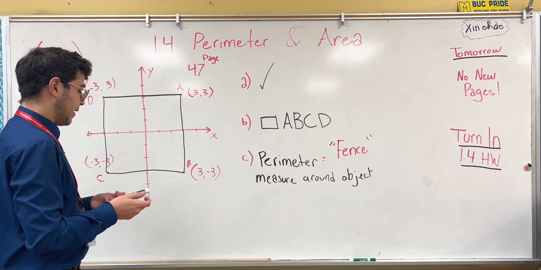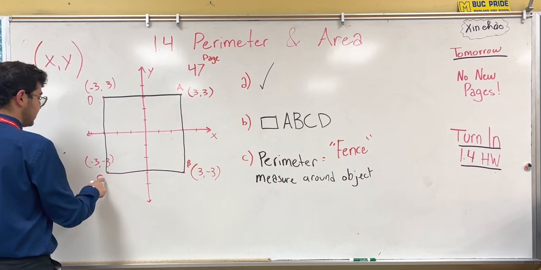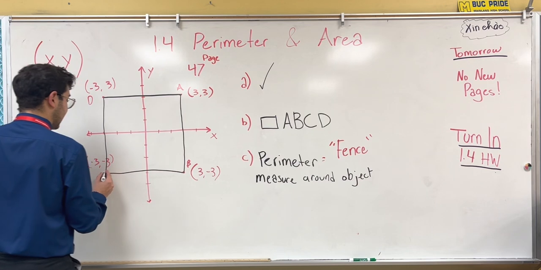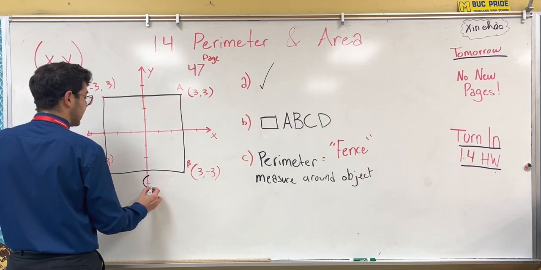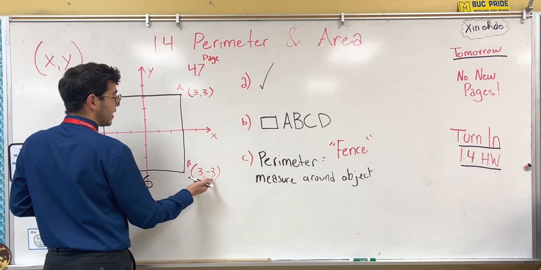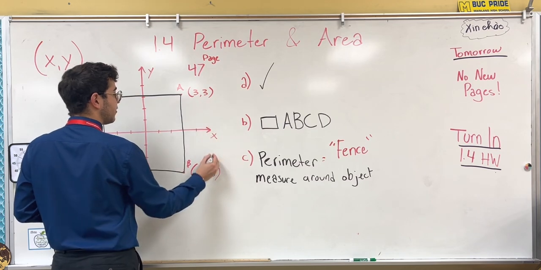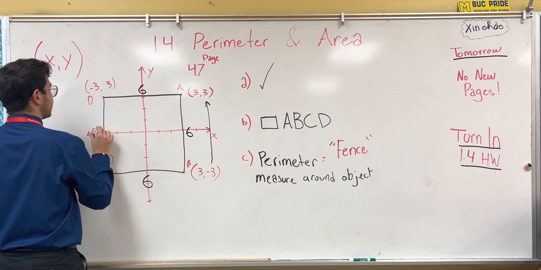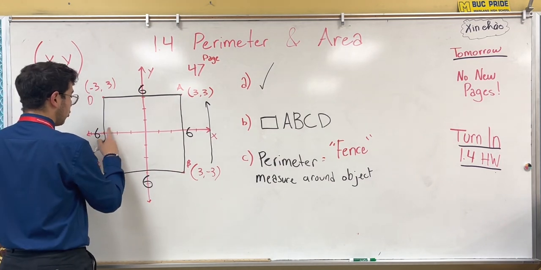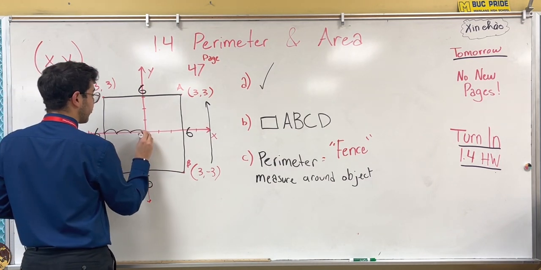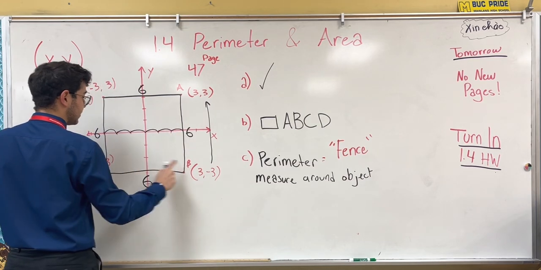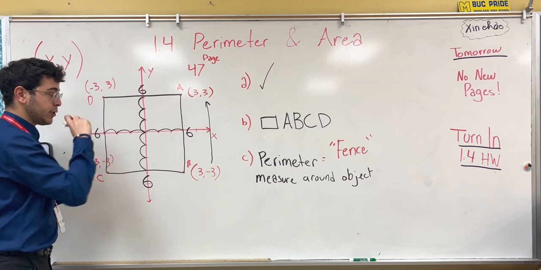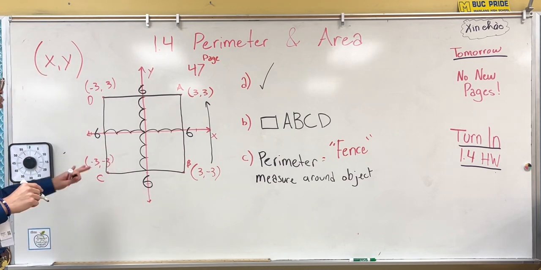Now let's go ahead and count. We have C going from -3 to +3. That travels a total of 6. Here we go from -3 on the y to +3 on the y. Again, travels 6. 6, 6. You can count 1, 2, 3, 4, 5, 6. You can use your formulas, subtraction, what have you.